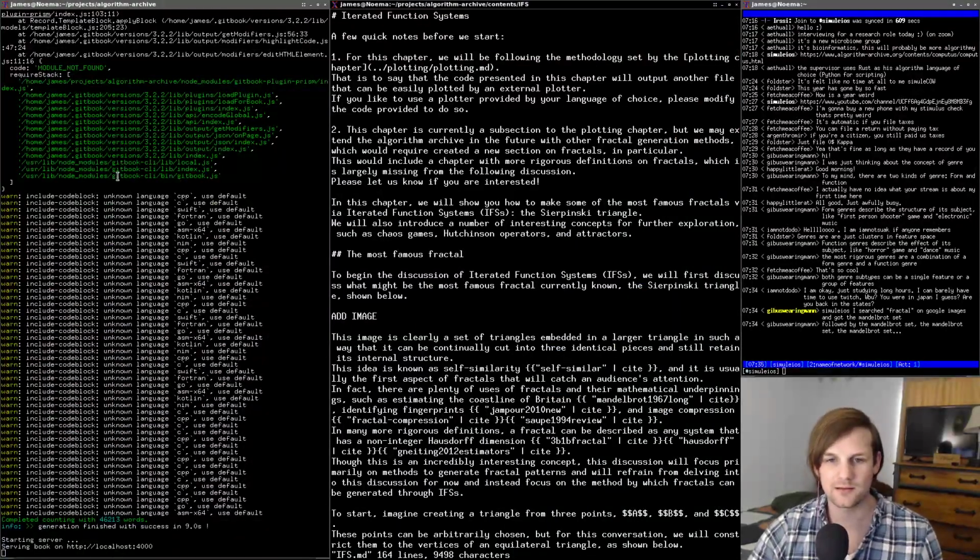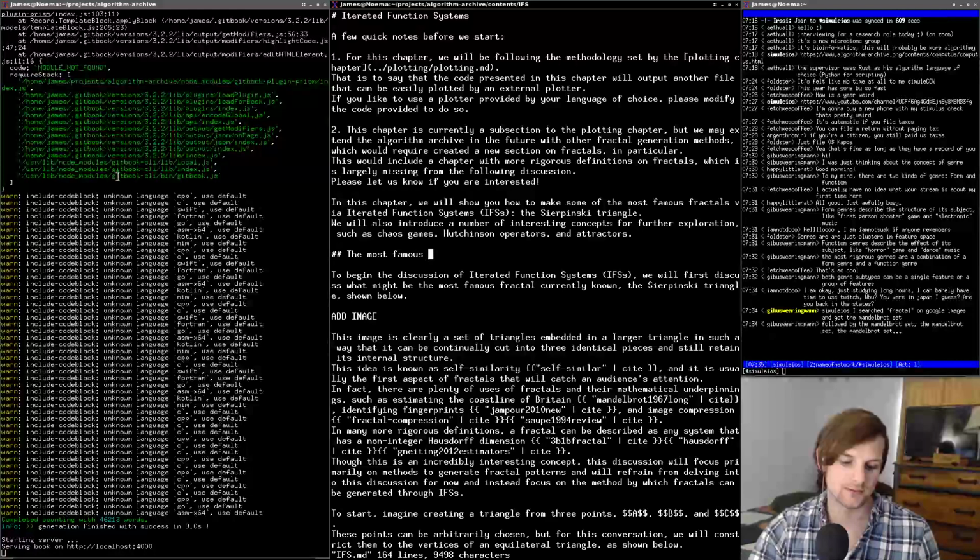So let's say the most famous triangle, which also might not be true. Maybe we don't say anything about it, we just say the Sierpinski.